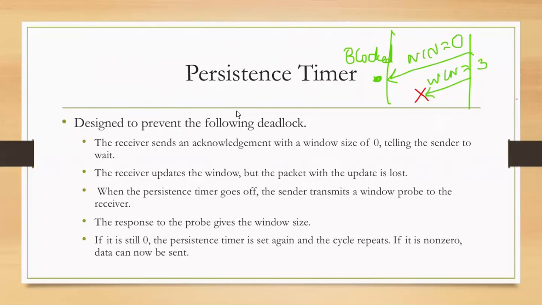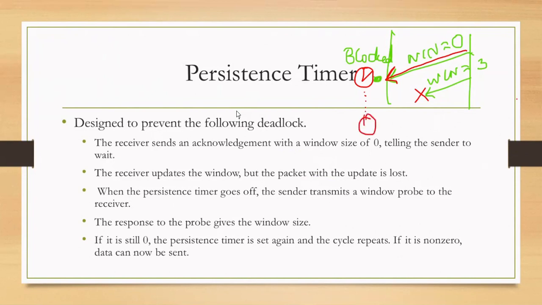So what happens here? Here, the persistence timer. Whenever the sender receives a window update where the window is 0, it will start this persistence timer. When the window update is 0, it will start the persistence timer. So that means the sender will be blocked, waiting on this timer.